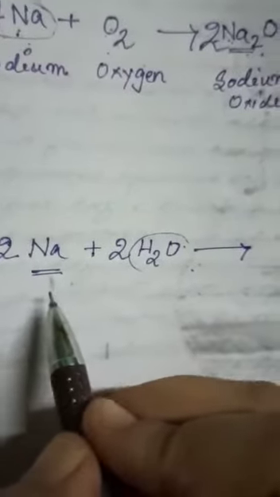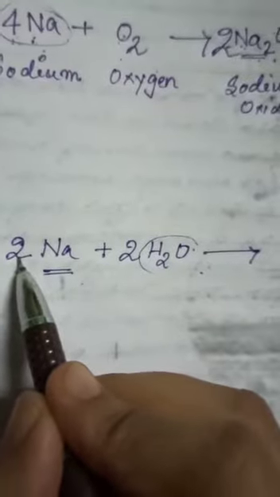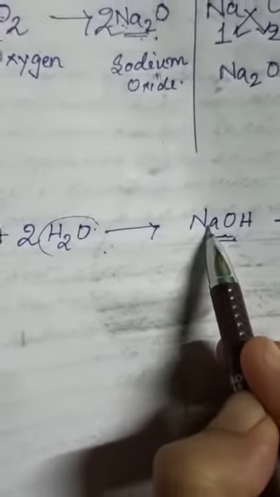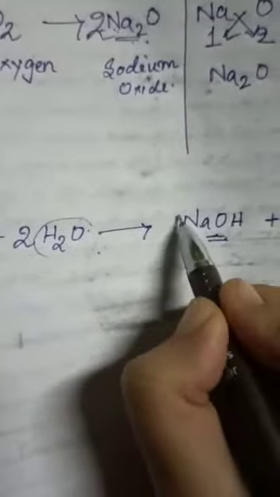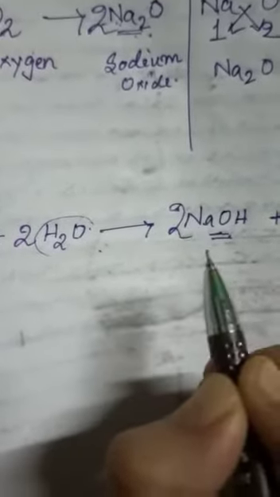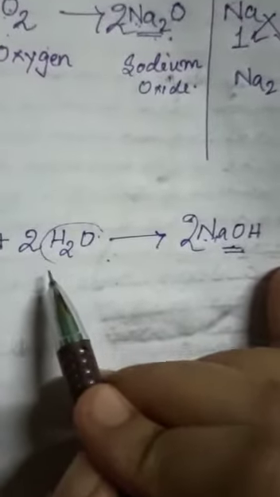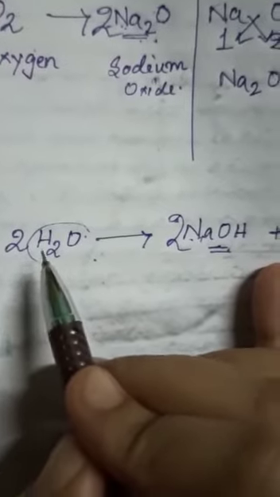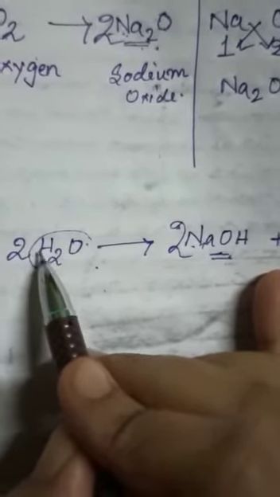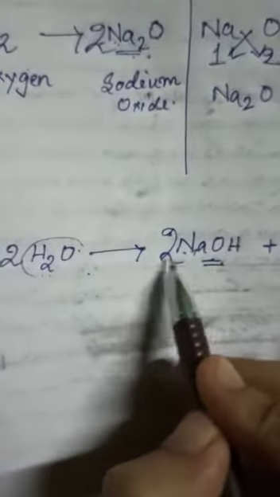Here when we balance it, on the left hand side we have two Na. On the right hand side only 1. So I will multiply NaOH by 2. So sodium is balanced. 2Na, 2Na. Again, here we have 2 atoms of hydrogen. 2 hydrogen. Here also 2 hydrogen.